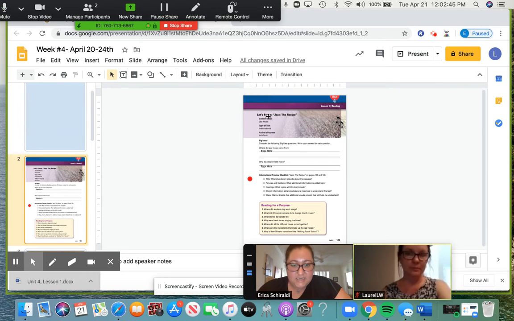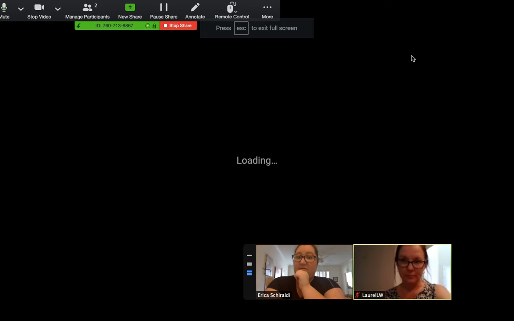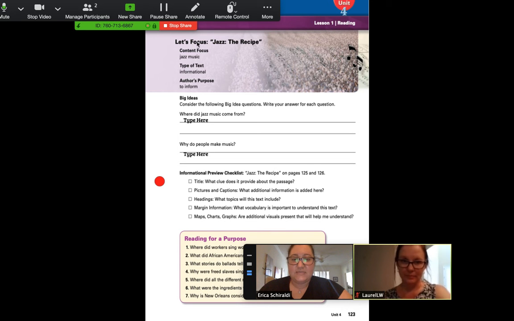Now, here, the first thing, and I'm going to put it in present mode so you could see it, waiting for it to get bigger, is we have the Unit 4 starting, and this is Lesson 1. So it gives us a focus, and it says, let's focus jazz the recipe. It gives us a content focus. It gives us the type of text, informational, which I abbreviated in the standard, and it's telling us the author's purpose. Now, we know the author's purpose is the reason that they're writing this text. Now, we know that there's persuade, there's inform, there's entertain, and there's to describe. Now, this is to inform. That means that they're giving us facts.